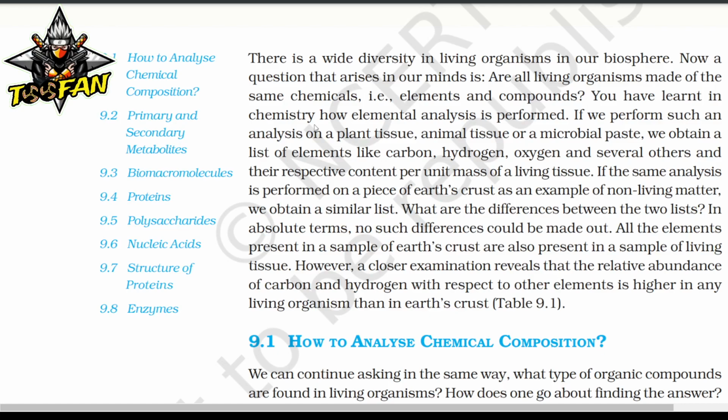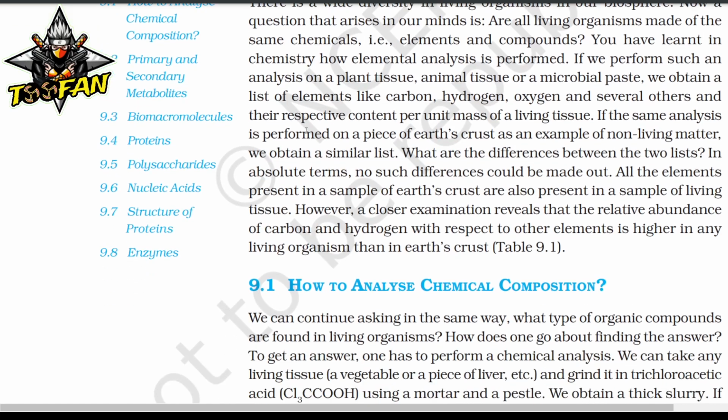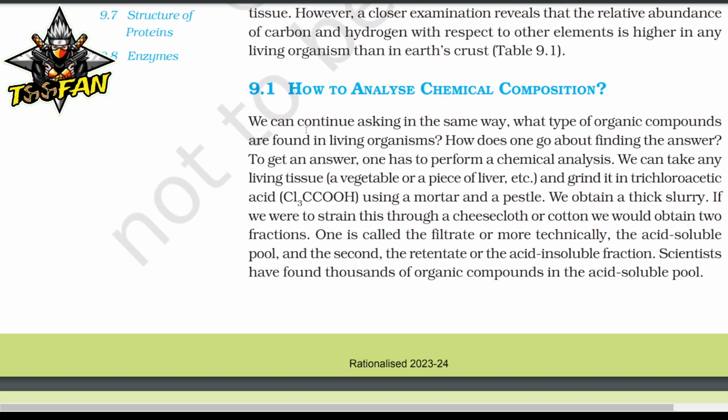However, a closer examination reveals that the relative abundance of carbon and hydrogen with respect to other elements is higher in any living organism than in the earth's crust. Now, how to analyze chemical composition? We can continue asking in the same way, what type of organic compounds are found in living organisms? How does one go about finding the answer?